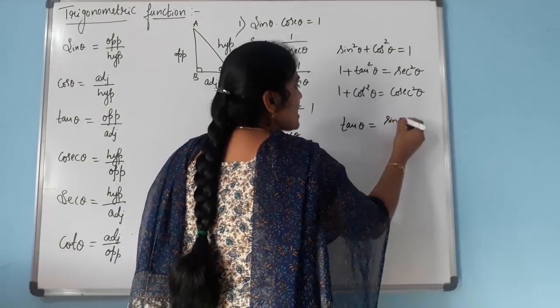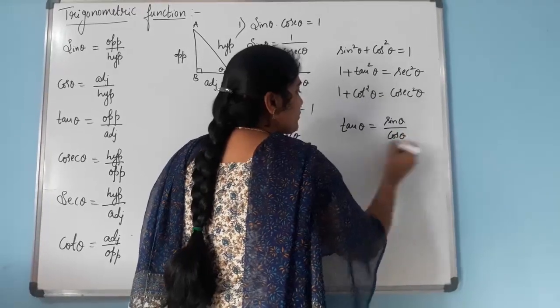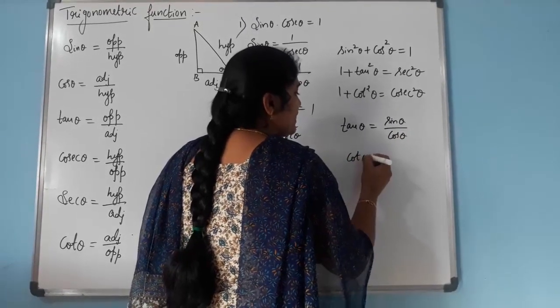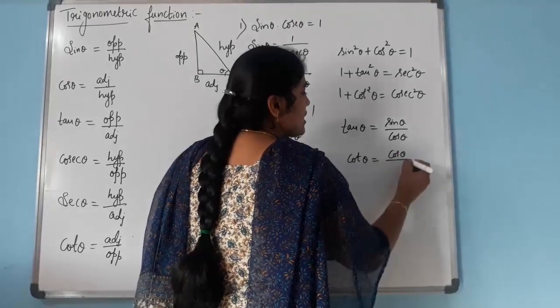Tan theta is sin theta by cos theta, right? What is cot theta? Cot theta is cos theta by sin theta.